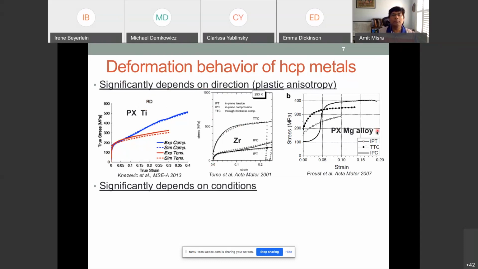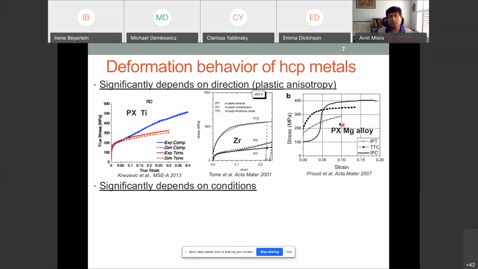Here are some examples of pure metals that have an HCP crystal structure, such as titanium, zirconium, and magnesium. You can see here, in the case of titanium, that just by changing the direction in which you load it, you have a remarkably different hardening rate and flow stress. Same with zirconium. This is sheet material. If it was deformed in plane, it has a rather low yield and flow stress, but if it's deformed through thickness, you see almost a 3 or 4 times increase in strength and flow stress.